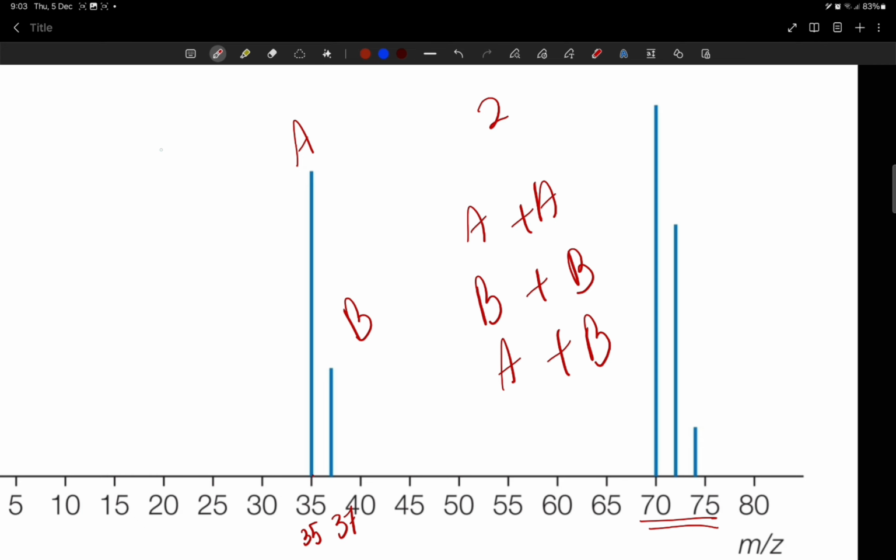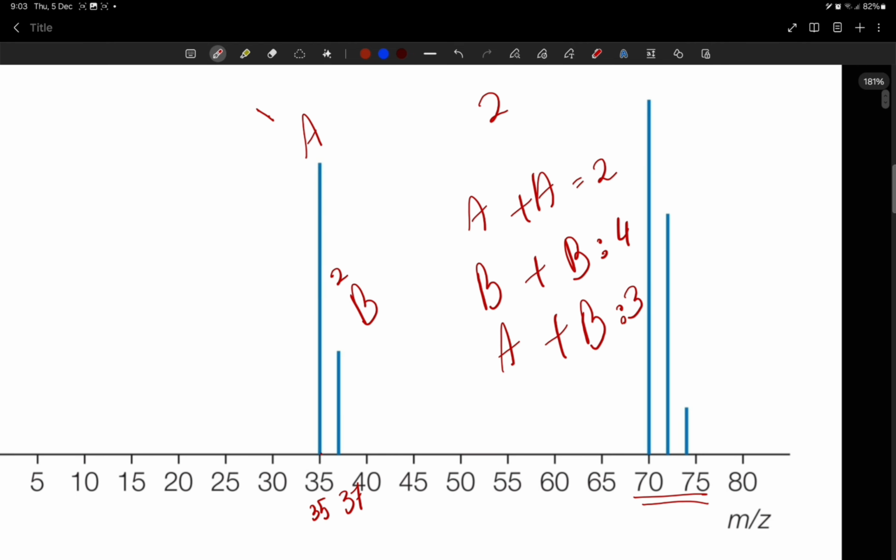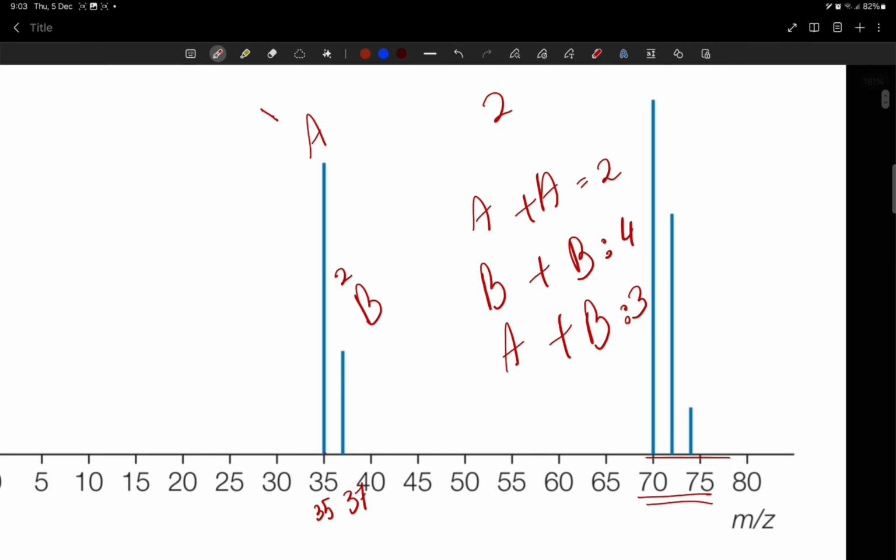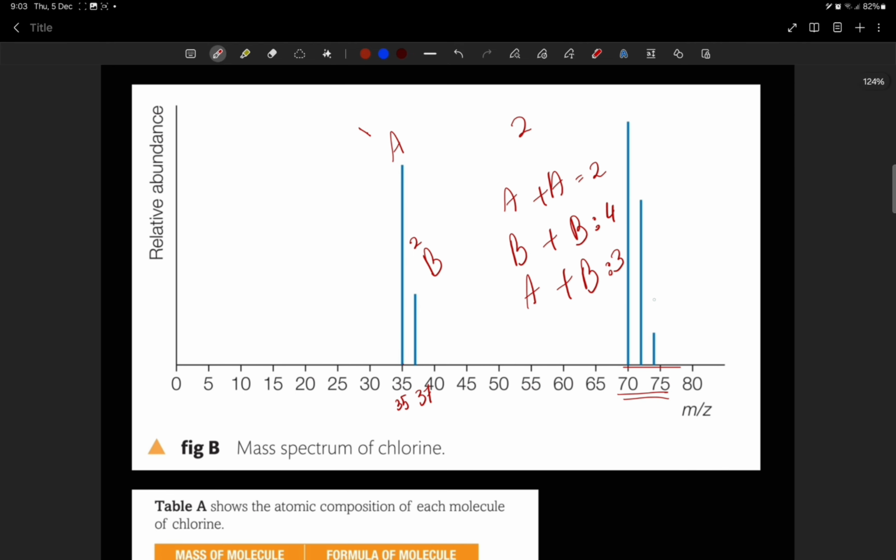So if I say that A has a mass of 1 and B has a mass of 2, a combination of A and A would give me a mass of 2. A combination of B and B would give me a mass of 4. A and B would give me 3. فالمهم, that's why the molecules formed have different masses هنا, and they have different peaks. The peaks of the molecules that form are according to the atoms.